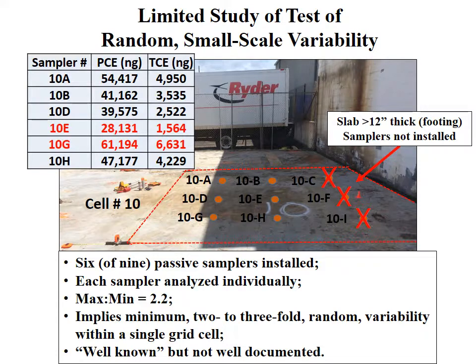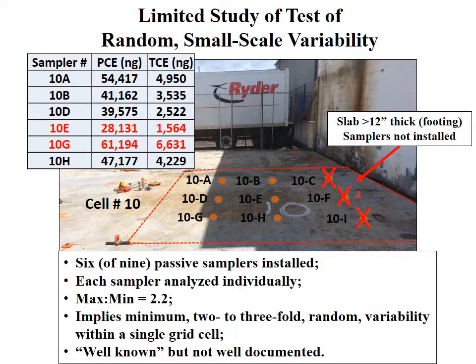One thing we're concerned about, again, like we pointed out before, collecting subslab vapor samples, passive or active, was potential for random small-scale variability. So if we collected a single sample within each one of these cells, we wouldn't know if it was necessarily representative of that grid cell area. So we went to one of the cells within the slab, we were going to install 9 passive samplers. We only ended up being able to install 6 because of thick footing.